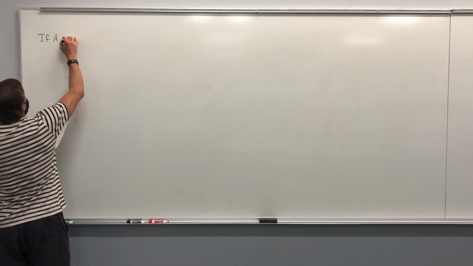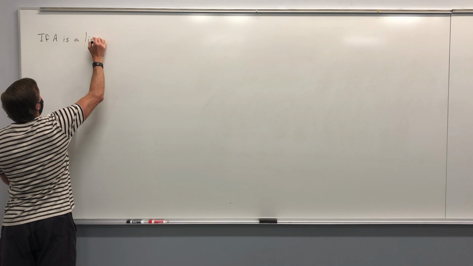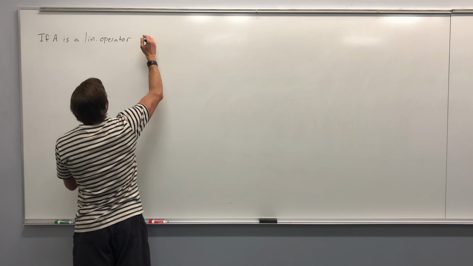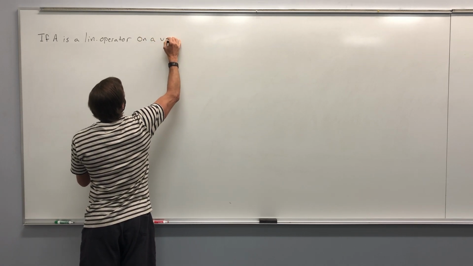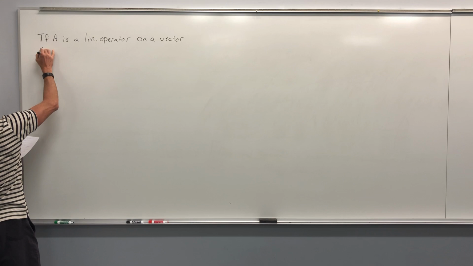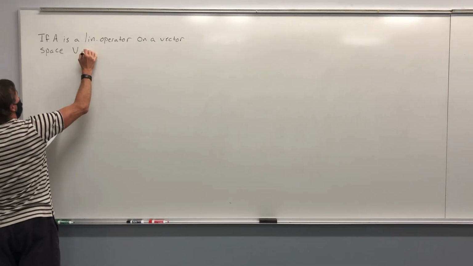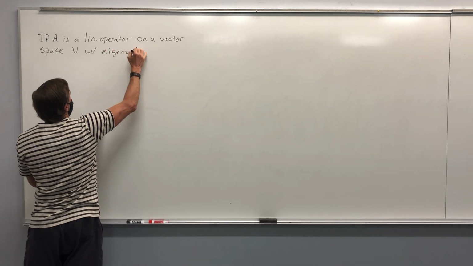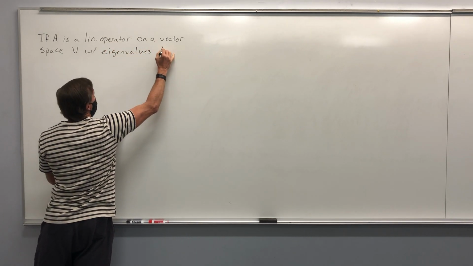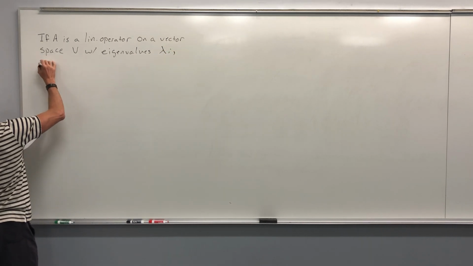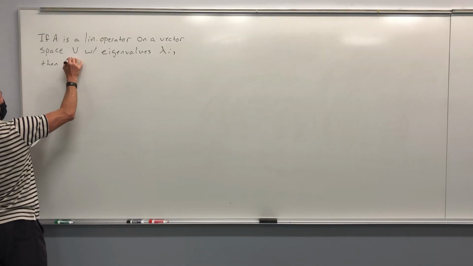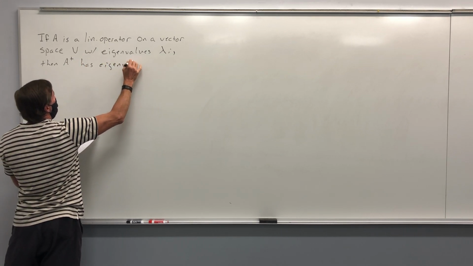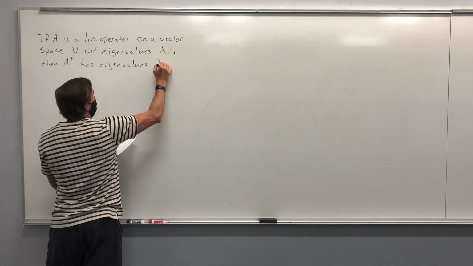If A is a linear operator on a vector space V with eigenvalues lambda_i, then A dagger has eigenvalues lambda_i star.